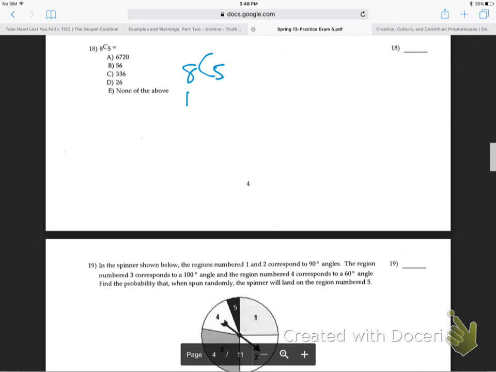So 8C5. Again, you start at that number. Was it 5? Did I just do the wrong one? What did I just do? What you did was cut 5 and 4. Start at 8. Do 5 numbers. Right, so start at 8: 8 times 7 times 6 times 5 times 4. There's start at 8, do 5 numbers.